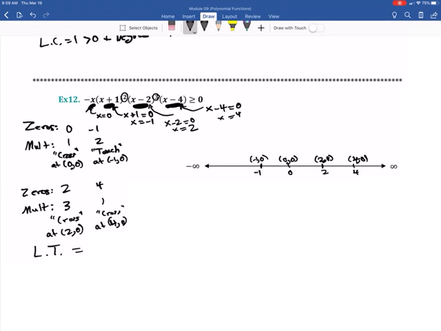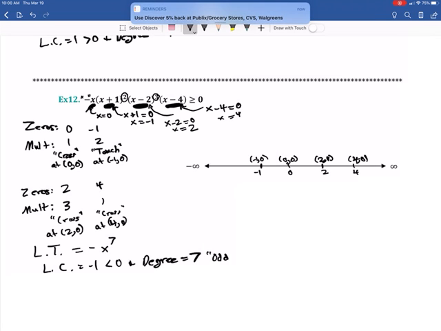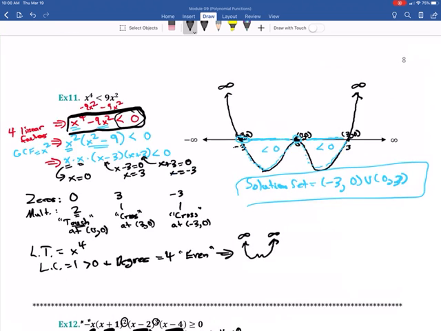And of course, the leading coefficient is negative. So our leading term is negative x to the 7th power. So with the leading term test, our leading coefficient is negative 1. That's less than 0. And our degree is an odd number. It's 7. So with it being an odd degree polynomial, we're looking at what?